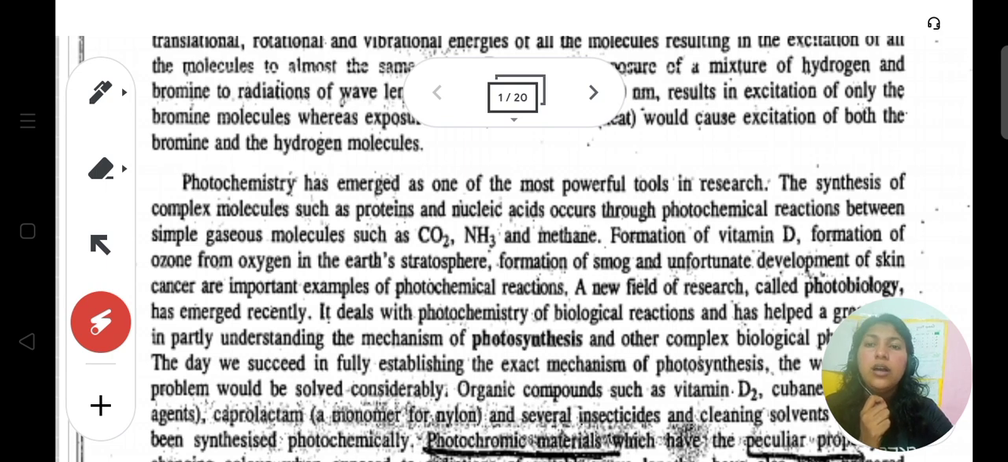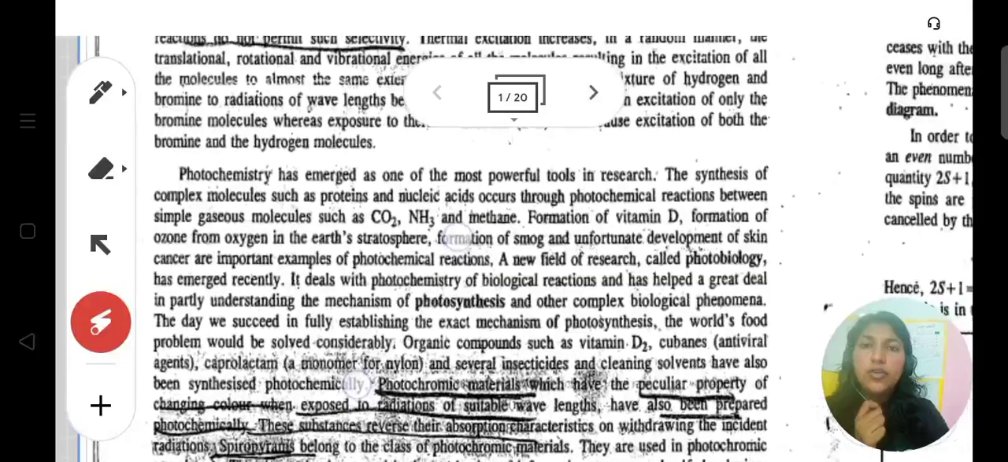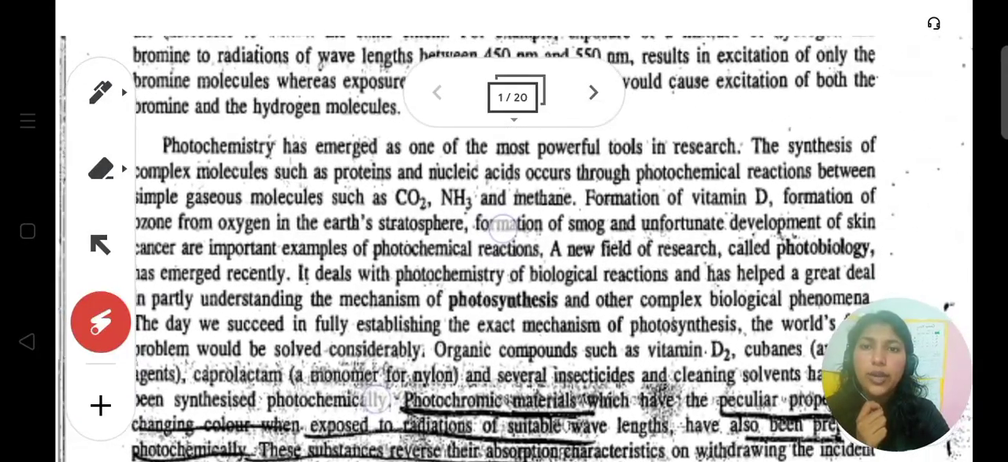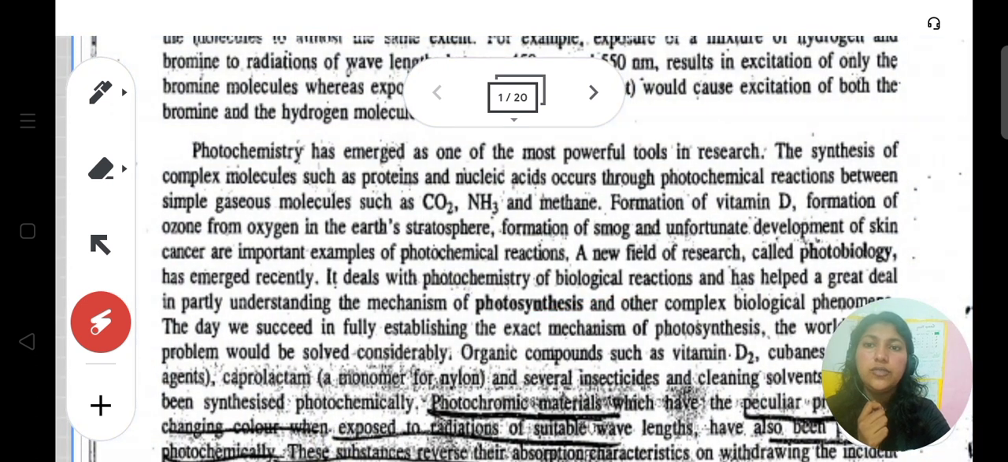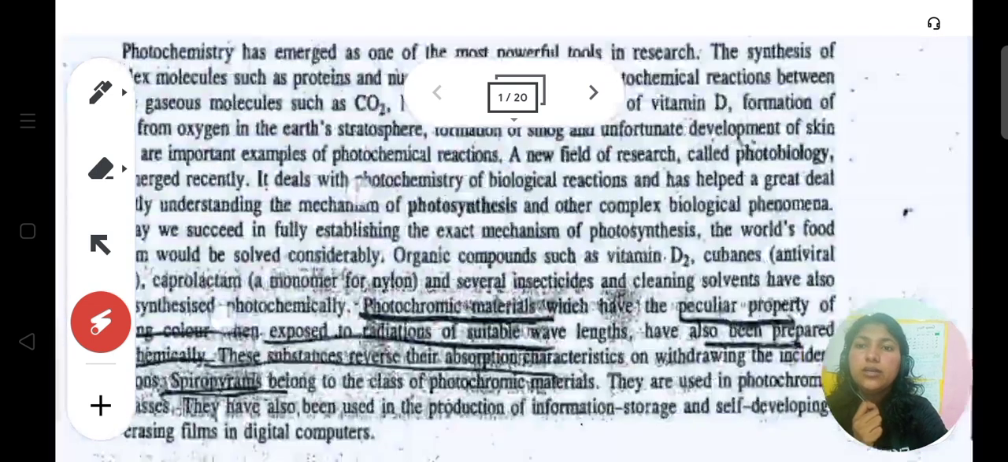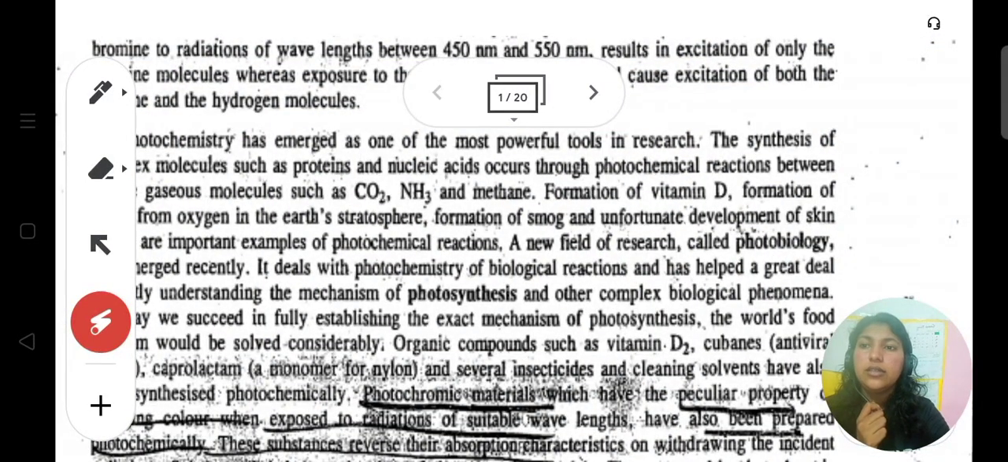Okay, a new field of research, that is photobiology. It is very important nowadays. It is very important in research methodology. Photobiology has emerged recently. Actually, it deals with the photochemistry of biological reactions and has helped a great deal in partly understanding the mechanism of photosynthesis and other complex biological phenomena.